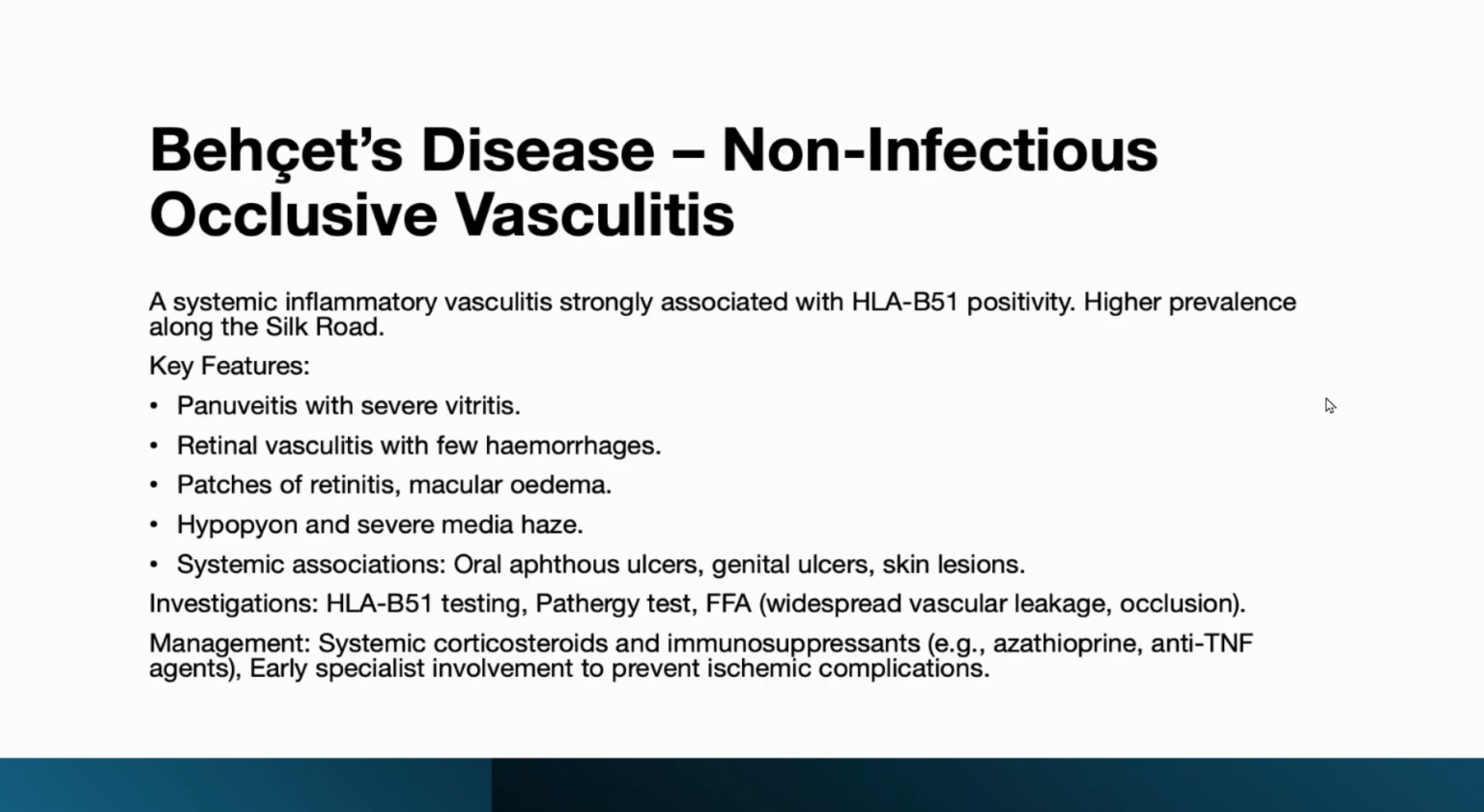Systemic manifestations include recurrent oral ulcers, genital ulcers, and skin lesions. Treatment for Behçet's involves immunosuppressive drugs like steroids, and for tougher cases, biologic treatments like anti-TNF agents help to control the inflammation.